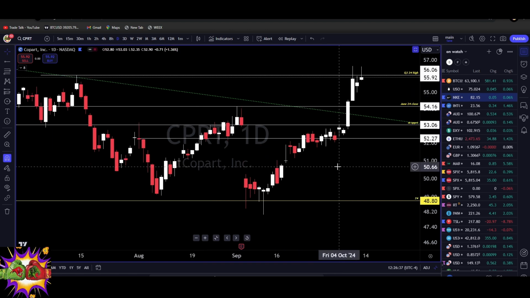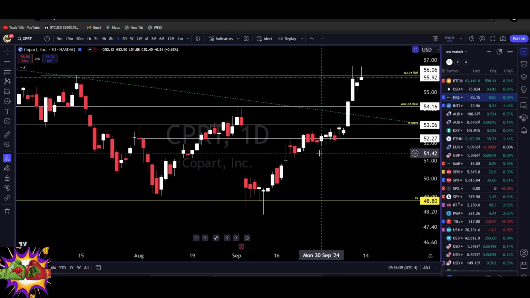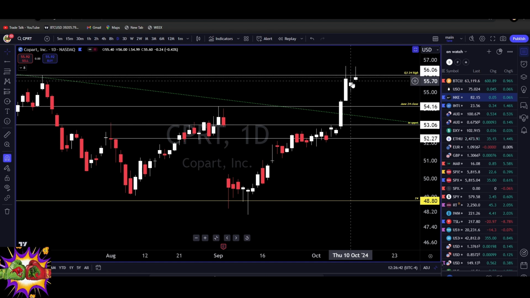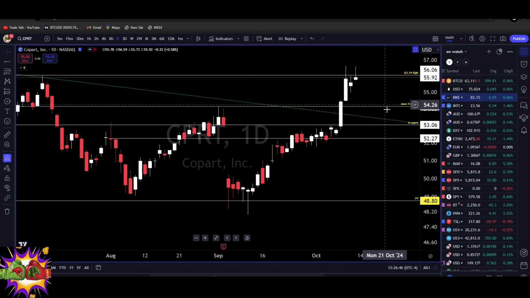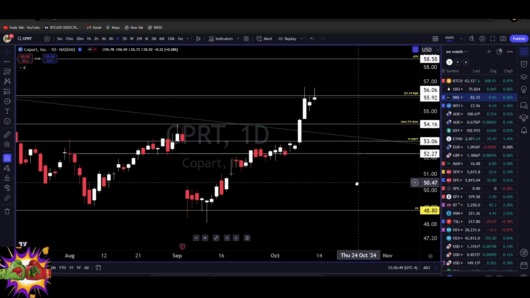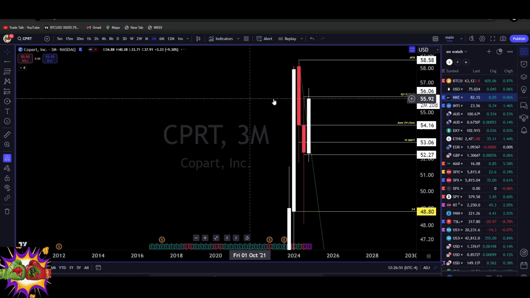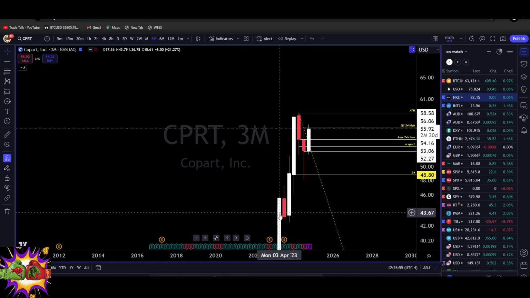Phenomenal trade. This trade went a long way into helping the small account. All right, but we are now out of this trade. We're going to allow this to pull back, find support at one of these levels, and then we'll potentially look for bullish continuation, as Copart is generally a very good investing stock as it generally trades up.